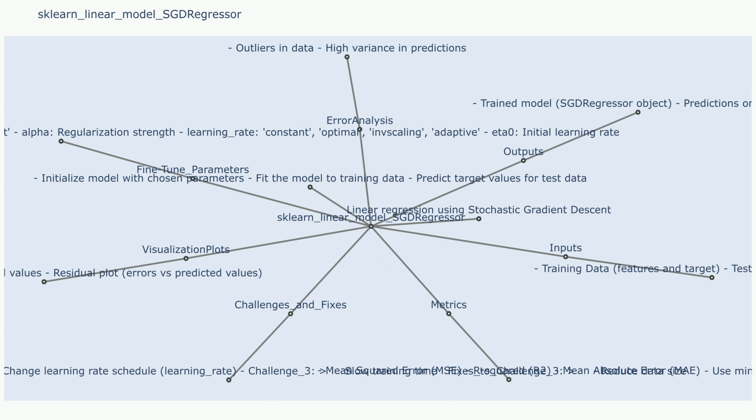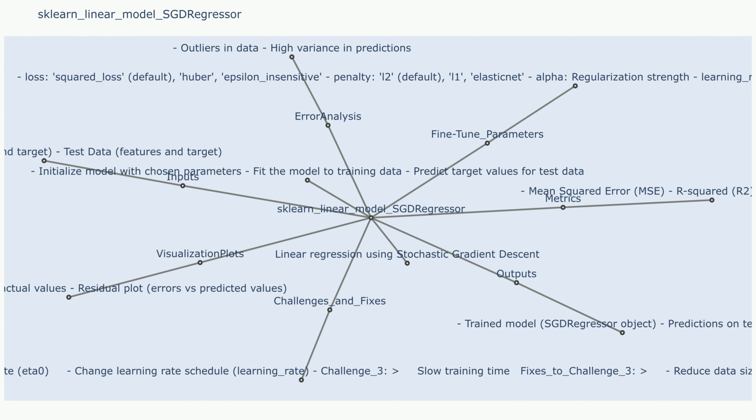Learning rate. The learning rate used in the gradient descent algorithm. A smaller learning rate generally leads to slower convergence but can help avoid getting stuck in local optima. Eta 0. The initial learning rate for the constant learning rate schedule. Power t. The exponent for the inverse scaling learning rate schedule. Shuffle. Whether to shuffle the training data before each epoch.